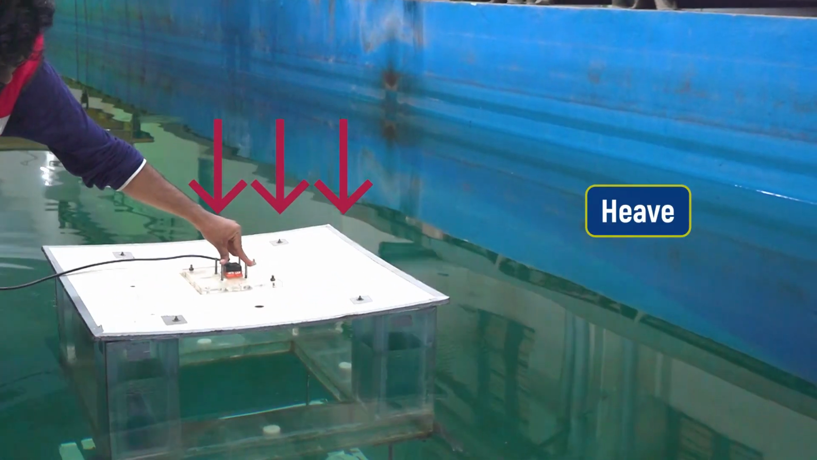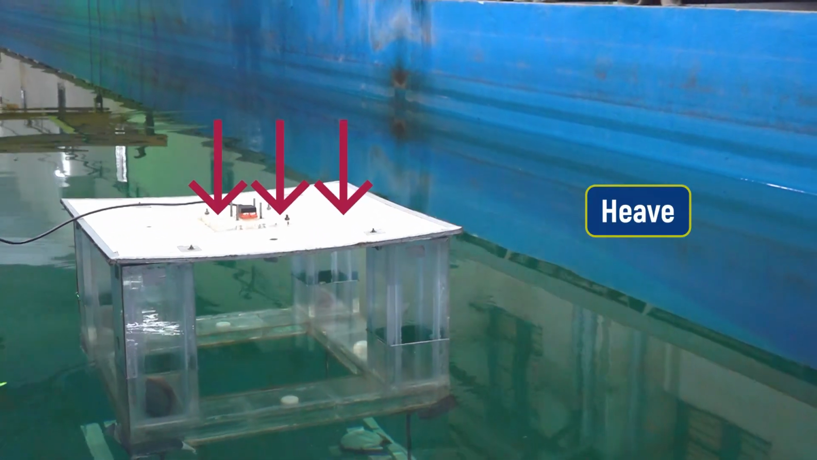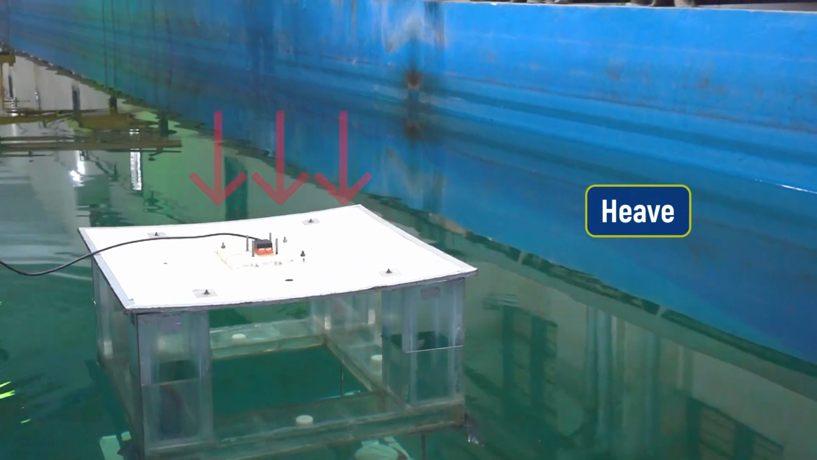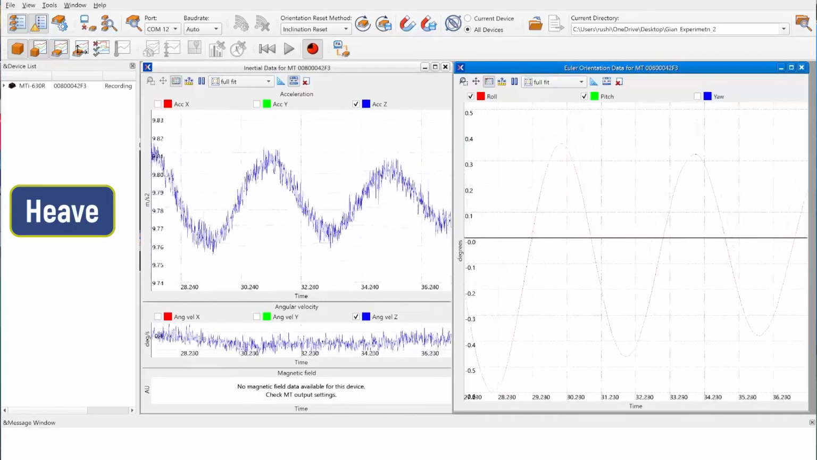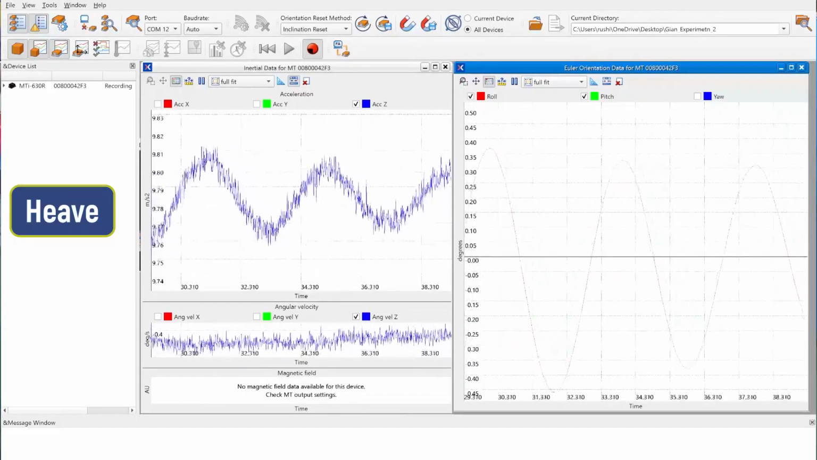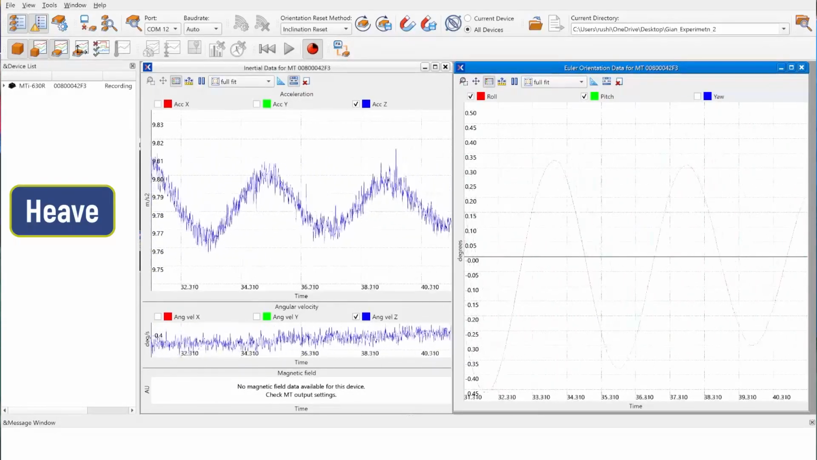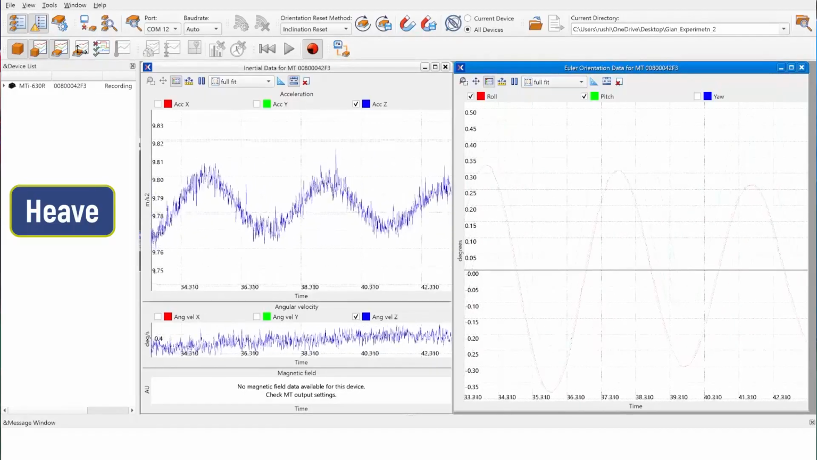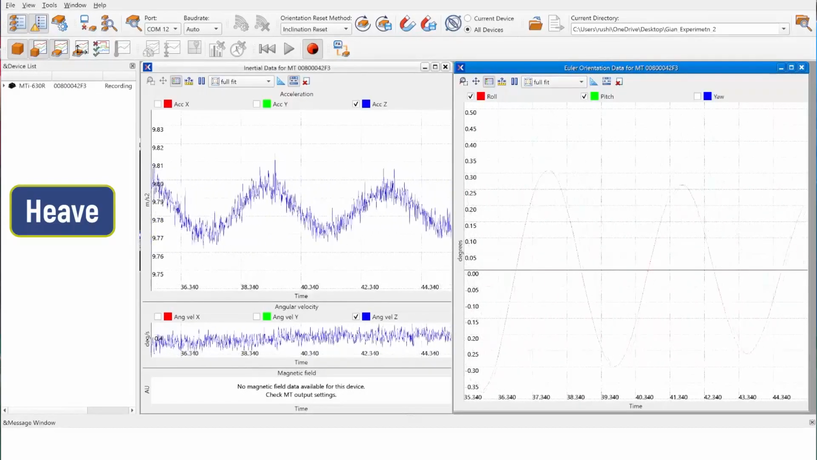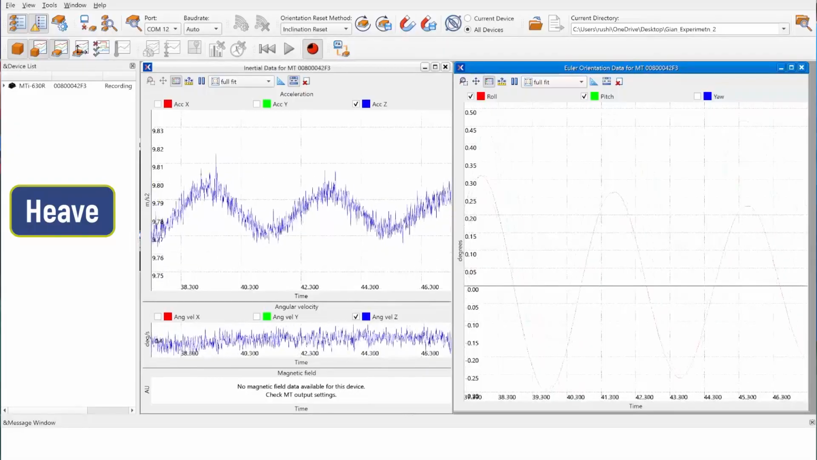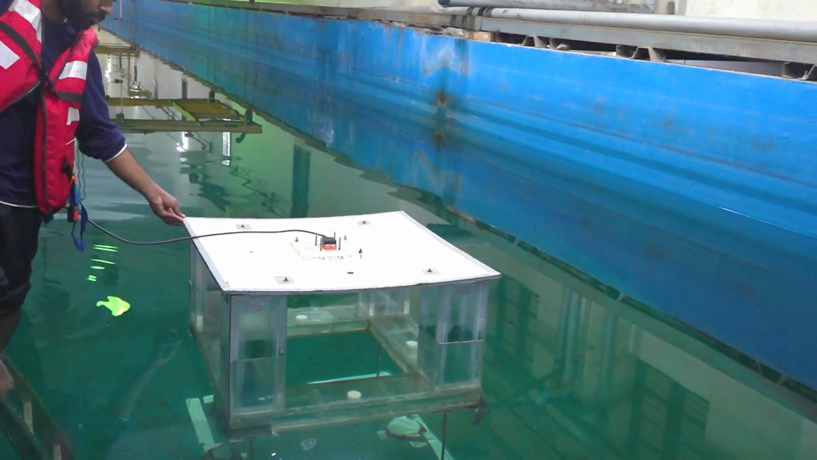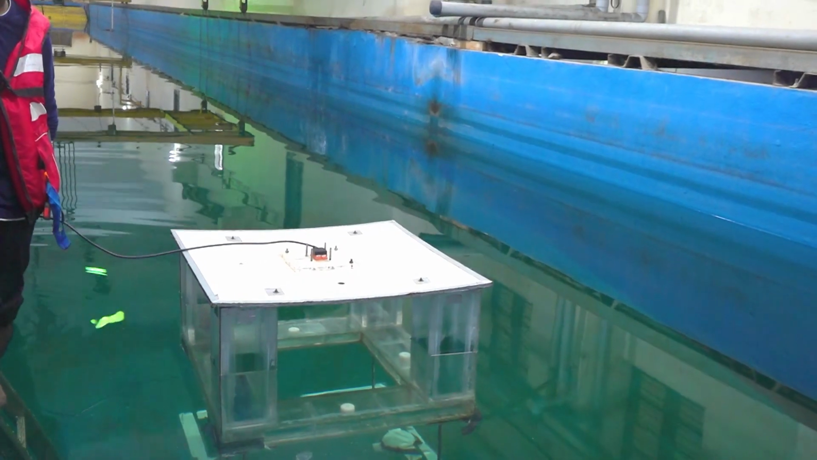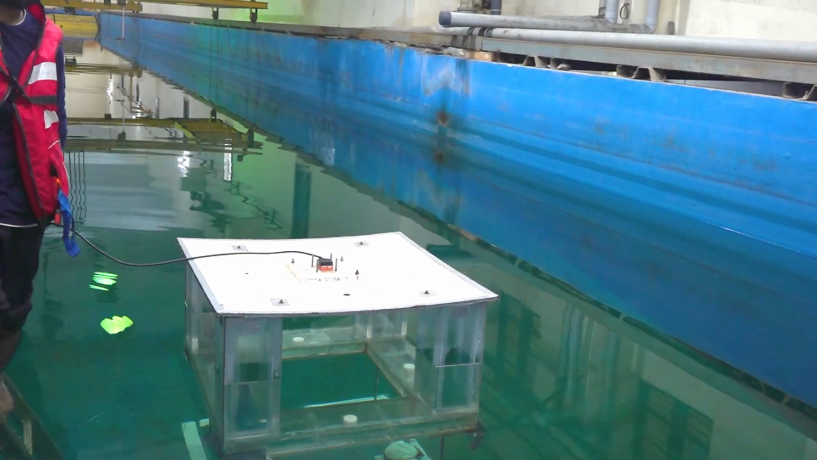So now we are giving an impulse loading to our floating structure, the semi-submersible, and because of the MRU, we are able to see the readings in our dedicated software, and this data will be post-processed to find out the damping ratio and the natural periods. Earlier you have seen the heave motion, wherein we have given the stroke in the heave direction.